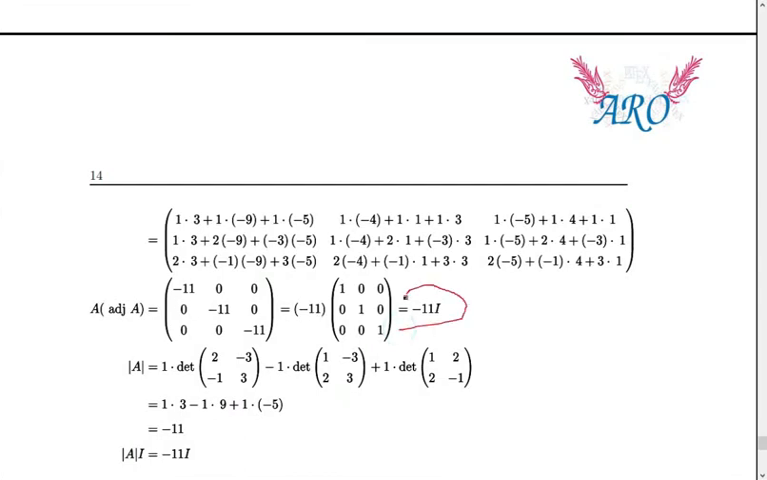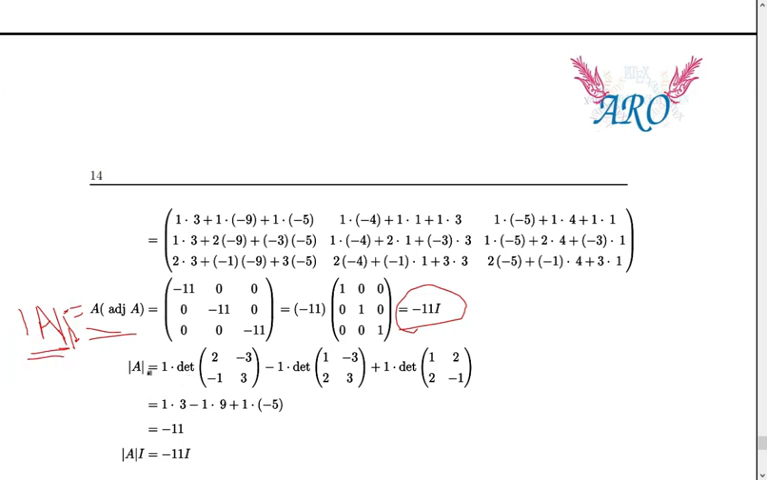Minus 11 into identity matrix. It's the left hand side of that equation. A into adjoint of A is equal to, we are going to prove, mod A into I, modulus of A into I. We are going to verify that result. So for that, next we are going to find the value of determinant of A.